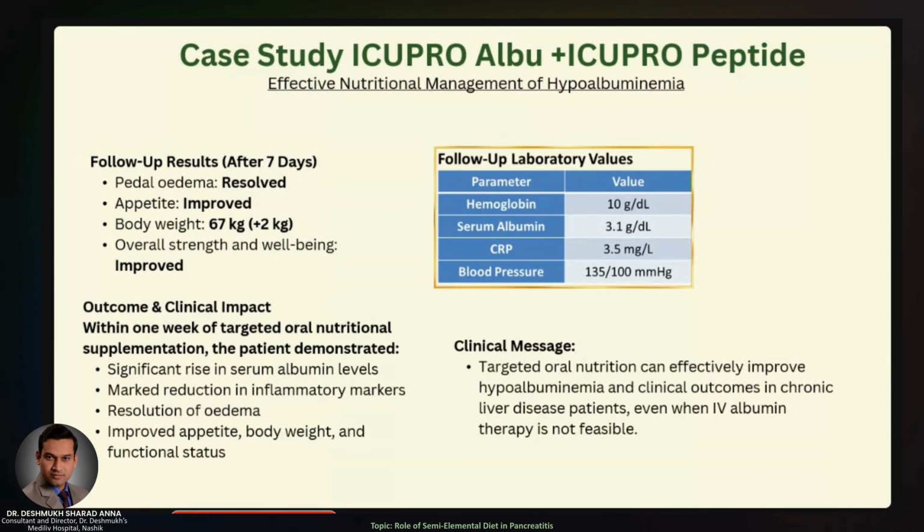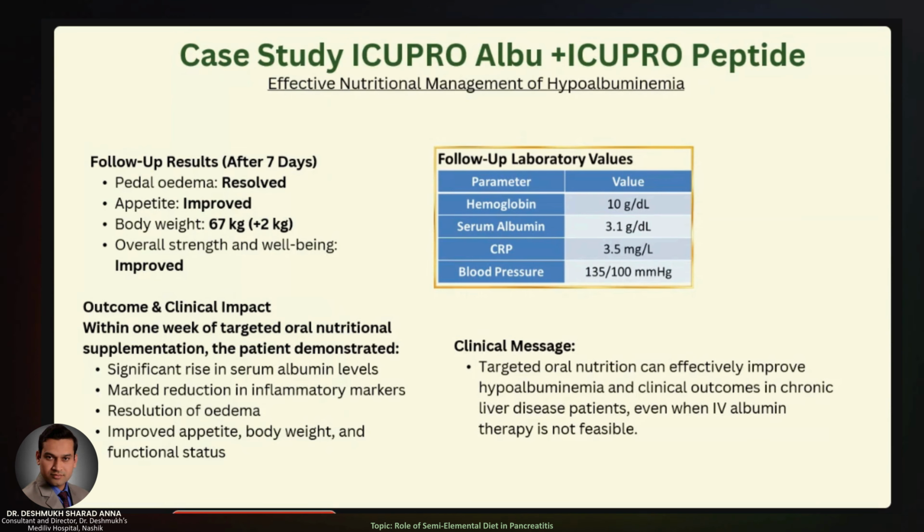So on follow-up after 7 days, pedal edema resolved, appetite improved, body weight increased by 2 kilograms, and overall strength and well-being improved. Outcome and clinical impact: within 1 week of targeted oral nutrition supplementation, the patient demonstrated a significant rise in serum albumin level, marked reduction in inflammatory markers, resolution of edema, and improved appetite, body weight and functional status.